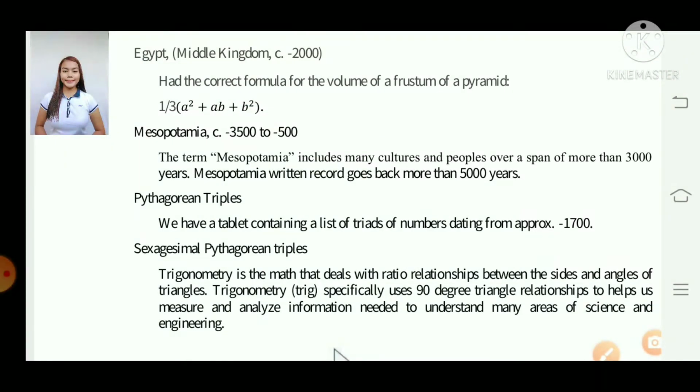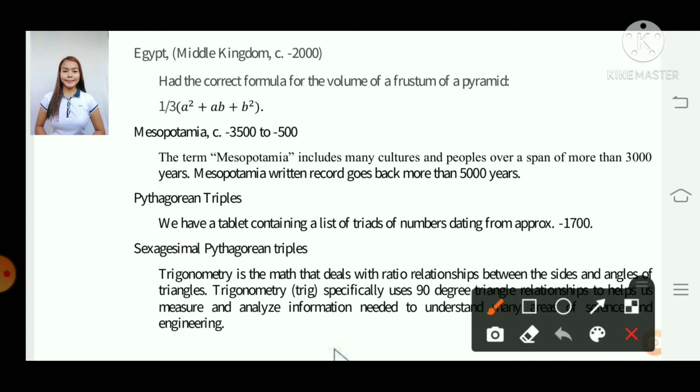Egypt in the Middle Kingdom, approximately negative 2000, had the correct formula for the volume of a frustum of a pyramid. And this is the formula: 1 divided by 3, and the quantity of a squared plus ab plus b squared.